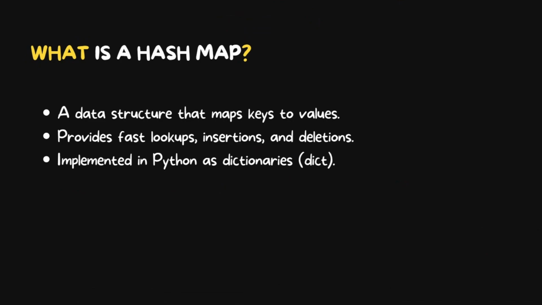Before we dive into the problems, let's understand what a hash map is. A hash map is a data structure that stores data in key value pairs. In Python, hash maps are implemented using dictionaries. They provide constant time complexity for insertions, deletions, and lookups, making them extremely efficient. Hash maps are widely used in coding interviews and real world applications, so mastering them is a valuable skill.